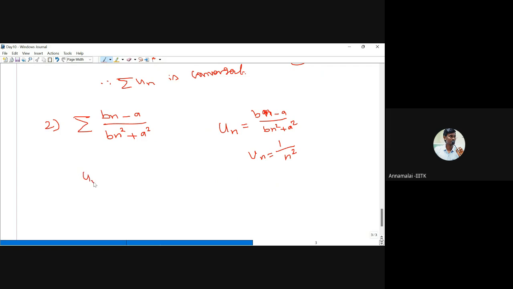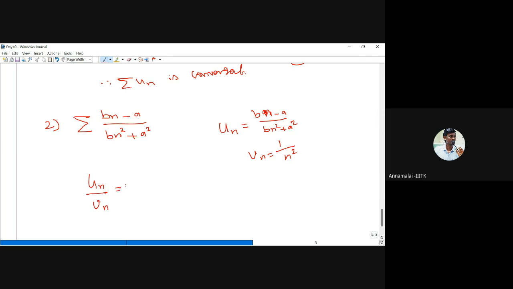Now, is Un less than or equal to Vn always true? We have to check whether bn minus a by bn square plus a square is less than or equal to 1 by n square. Is this true or not? You have to cross multiply and then check. Otherwise, it is very difficult to check. Then it is better to apply the second result. What is the second result? You have to find the quotient Un by Vn or Vn by Un, depending upon your wish. I know Un, I know Vn, so now find the limit. First take Un by Vn.